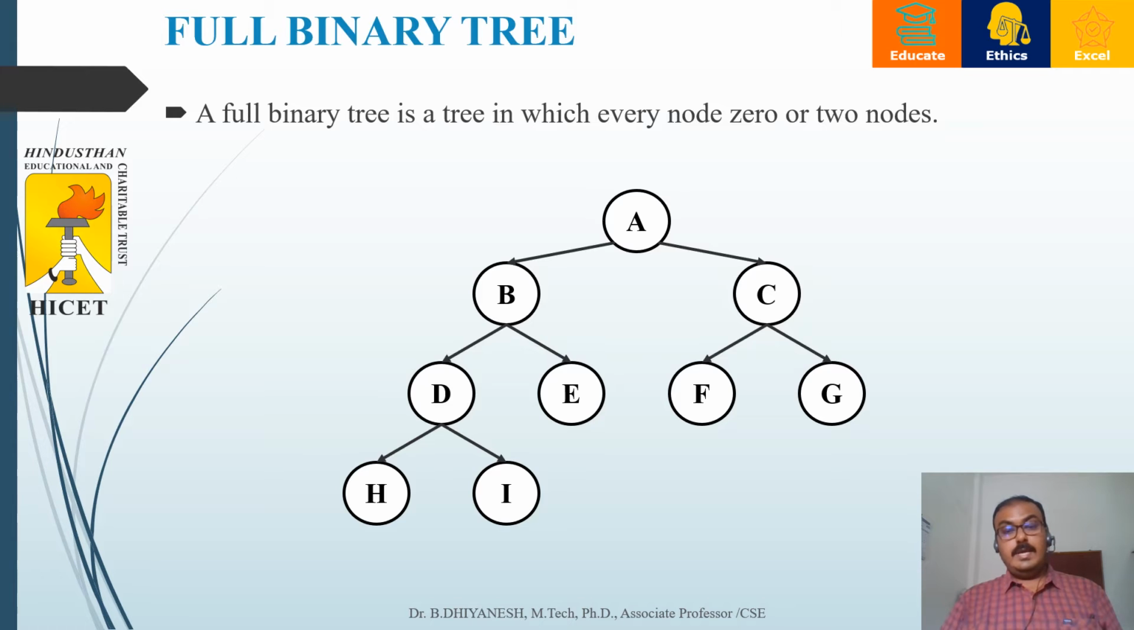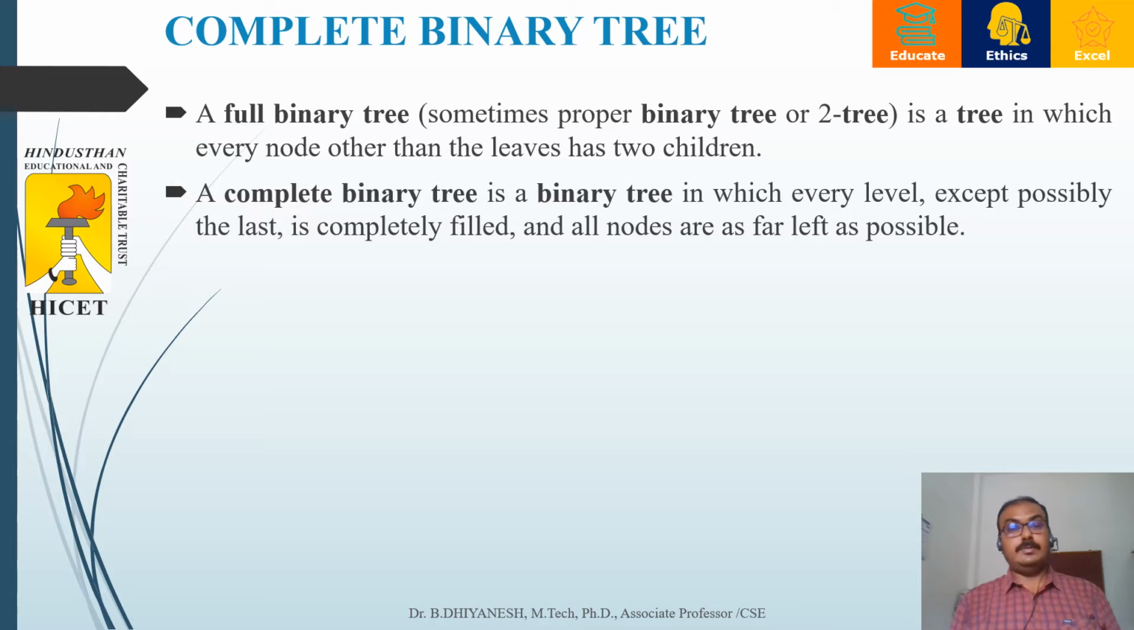E has no left and right subtrees. D has H as the left subtree and I as the right subtree. So 0 or 2 nodes. So a full binary tree is a tree in which every node has 0 or 2 nodes. Next, complete binary tree. A full binary tree is a tree in which every node other than the leaves has 2 children.